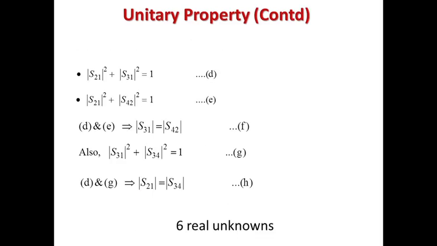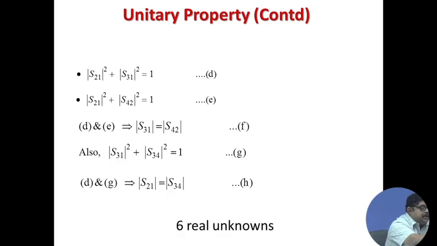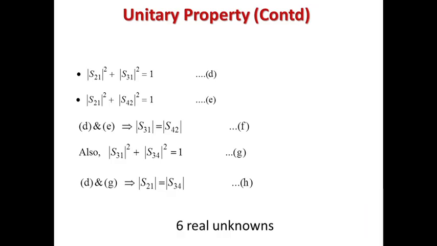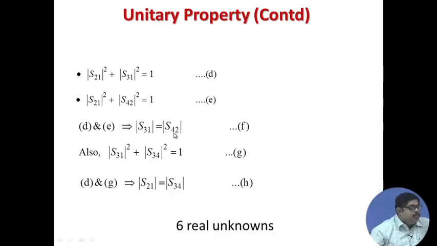So, 4 such equations. Out of that we have written only 2, and those 2 say that S31 and S42 should be equal. Now, we invoke another property, the third row's property, that gives us that S21 and S34 are equal. So, from this we see the guidelines about the magnitude part of the thing.